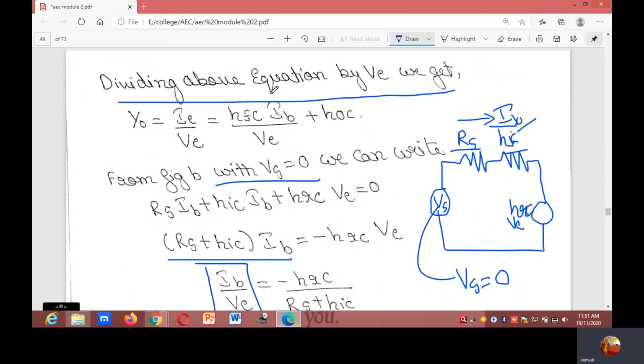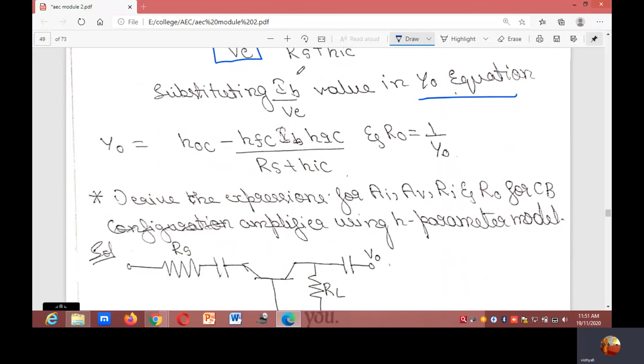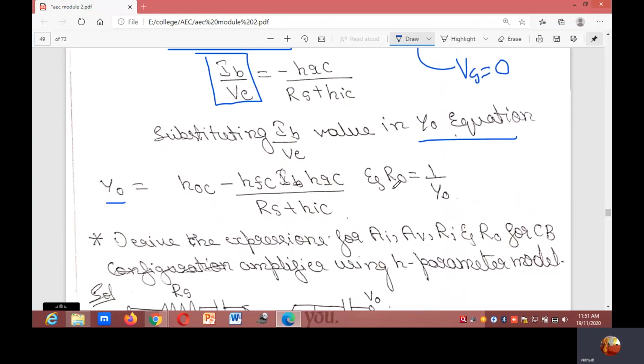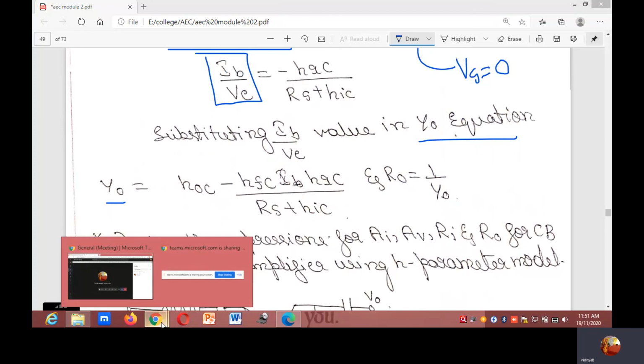Now that we know the value of IB divided by VE, we substitute it in the Y0 equation. So Y0 is equal to HOC minus HFC into HRC divided by Rs plus HIC. And R0 is equal to 1 divided by Y0. Thank you.